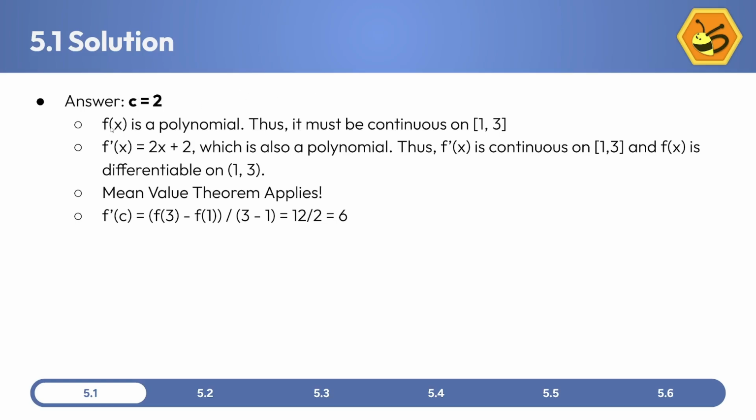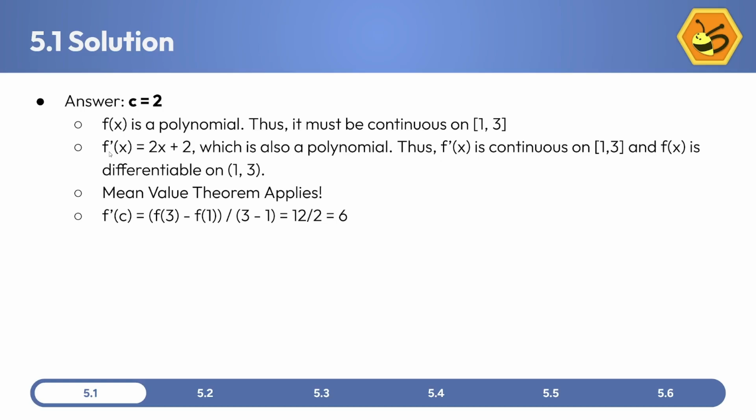Anyways, alright, so to solve this problem, we first should prove that mean value theorem applies. So f of x is a polynomial, and that means it's continuous on its entire domain, and thus it must also be continuous on the closed interval 1 to 3. So hopefully that makes sense. Since if it's already continuous from negative infinity to infinity, this is a subset or a subsection of that larger domain, so it should also be continuous here.